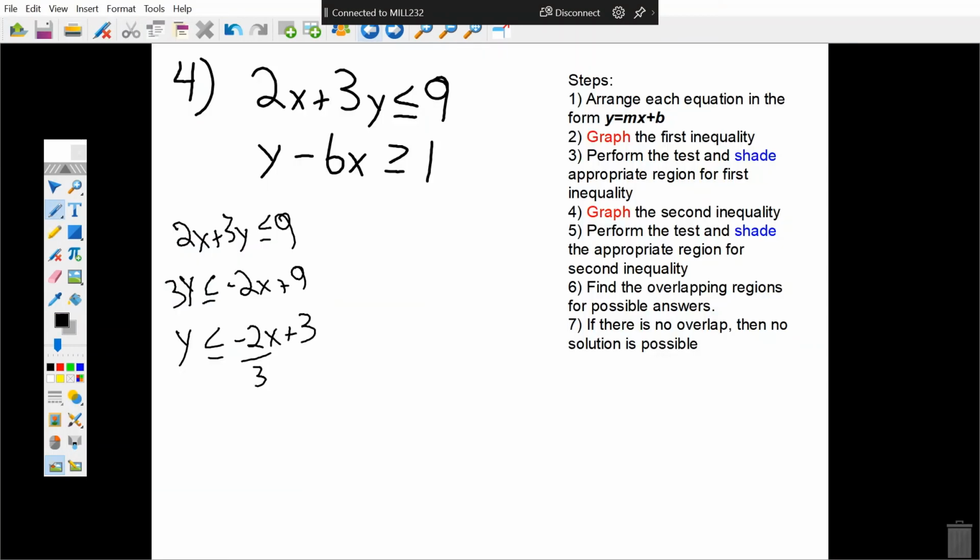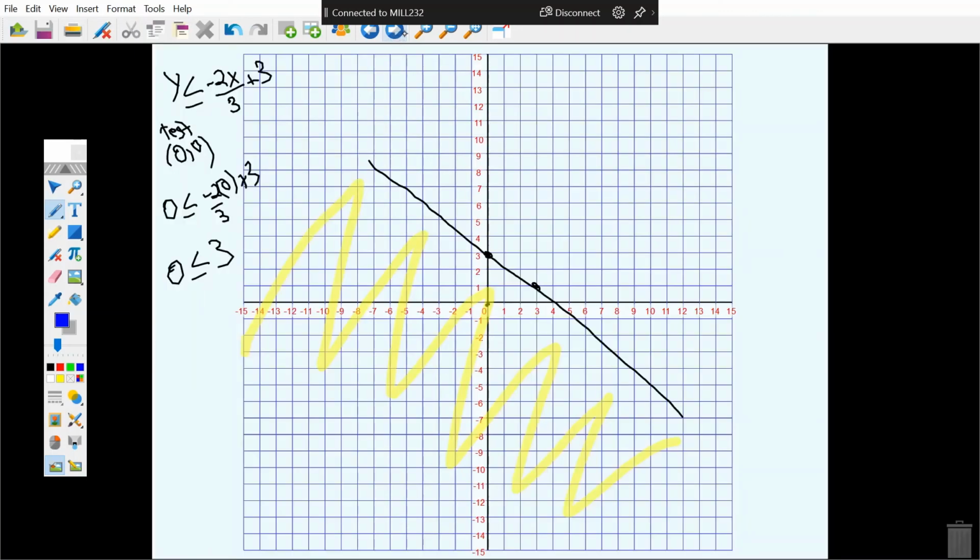Go back to my other equation. Y minus 6 is greater than or equal to 1. Add 6 to both sides. Y is greater than or equal to 6x plus 1. My y-intercept is 1. My slope is 6 over 1, so 1, 2, 3, 4, 5, 6. Run of 1.